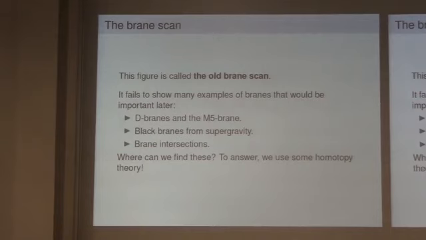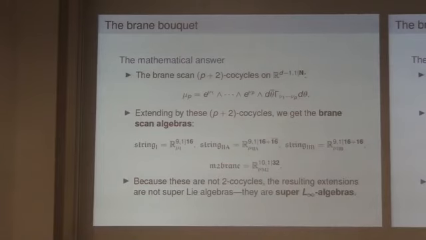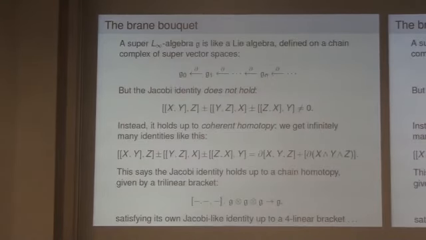So where can we find these? To answer, we will now use some homotopy theory. So the brane scan cocycles on R^{D|N} give (p+2)-cocycles, and we can extend the algebras by these (p+2)-cocycles to get what I'm calling, just for now, the brane scan algebras. Because these cocycles are not 2-cocycles, the resulting extensions are not super Lie algebras. They are super L-infinity algebras. And I was going to tell you what that means. It's a Lie algebra up to coherent homotopy, but I'm going to skip it because I'm running out of time.